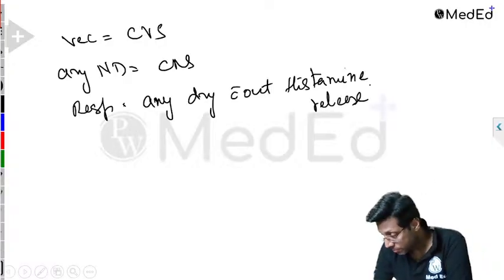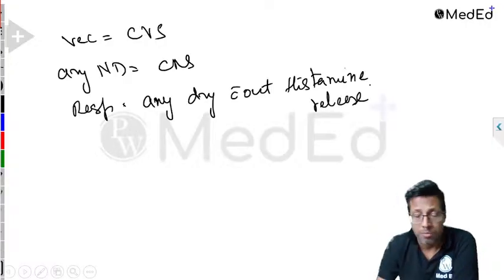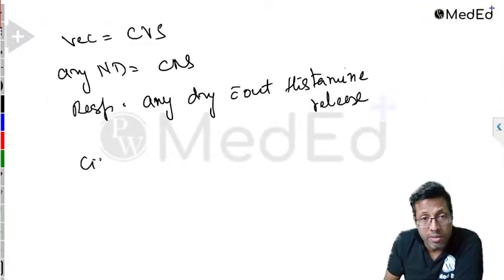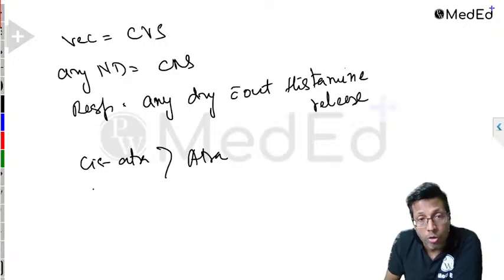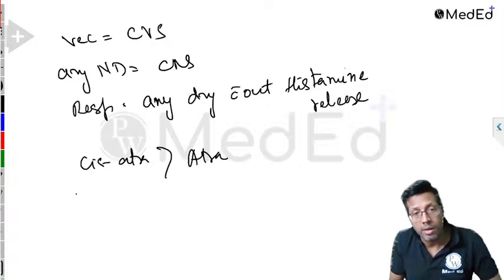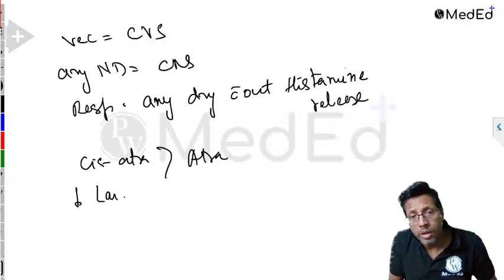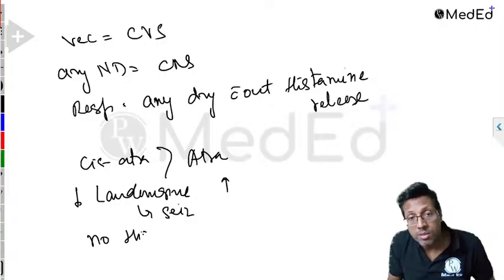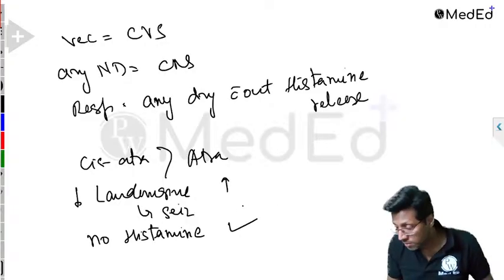Okay, clear? Cisatracurium is more safe in liver and renal. Not completely safe, but it is much better. See, cisatracurium and atracurium, the difference is that cisatracurium is supposed to be more potent than atracurium. Cisatracurium has less levels of the metabolite laudanosine, and atracurium has more levels of that, and this is known to cause seizure. Also it has no histamine release, which is seen with atracurium. That's why cisatracurium is much safer.